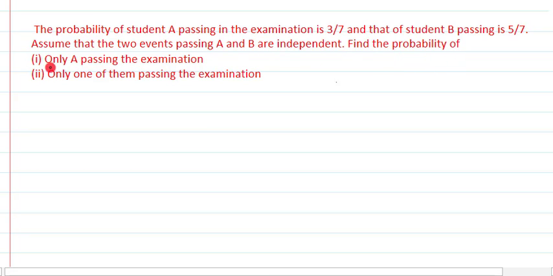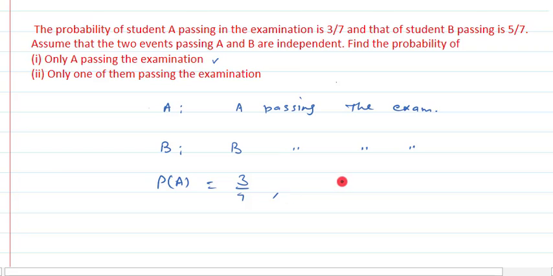Find the probability of only A passing the examination, and the second case is only one of them passing the examination. I hope you understood that the first part of the question is having only one option. First of all, let me write: A is the event that A passes the examination and B is the event that B passes the examination. So it is given that P(A) is equal to 3 upon 7 and P(B) is equal to 5 upon 7.